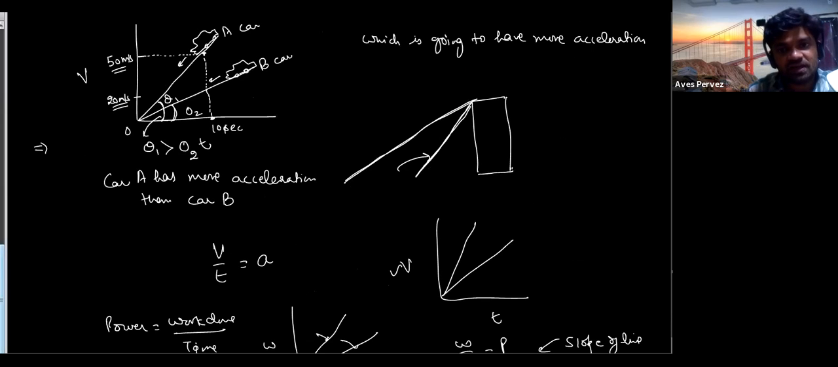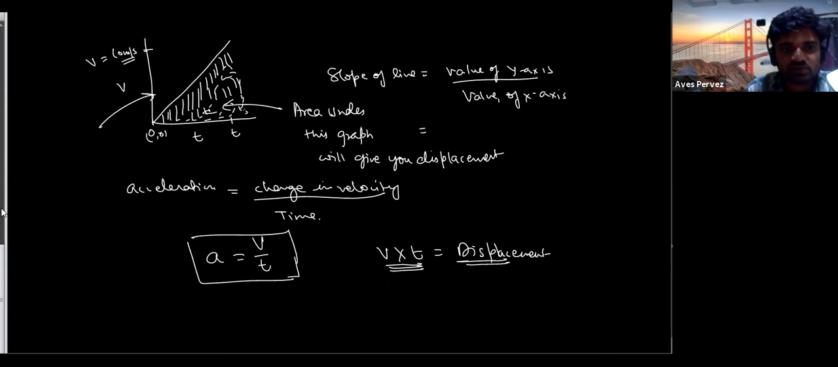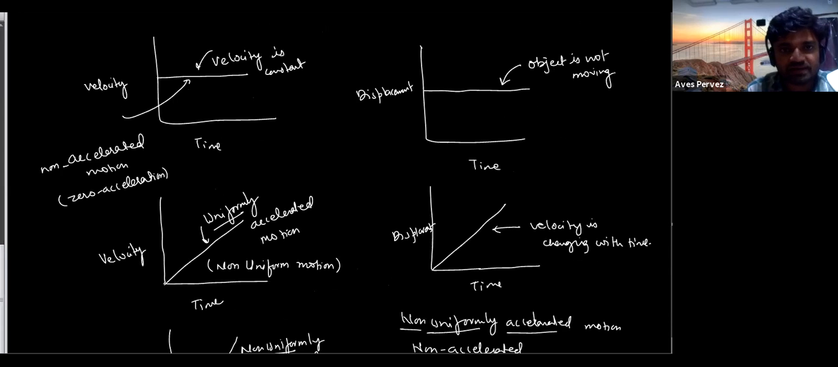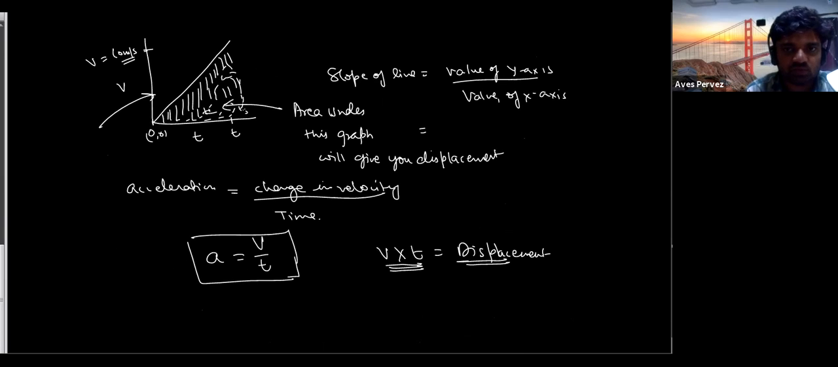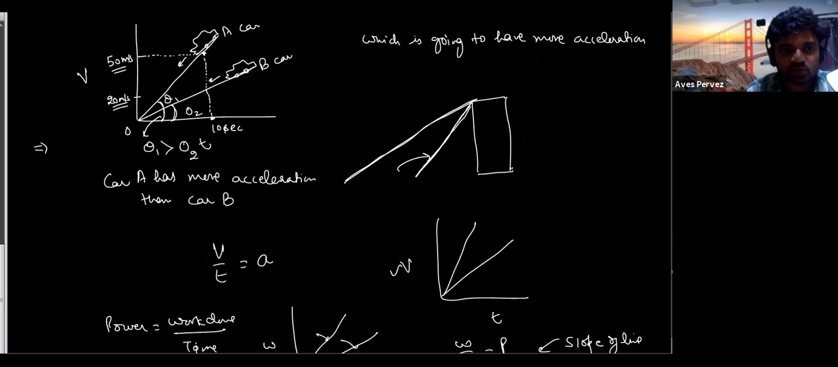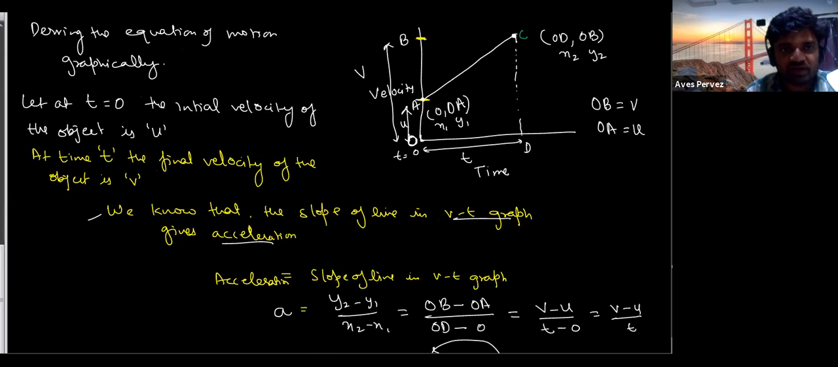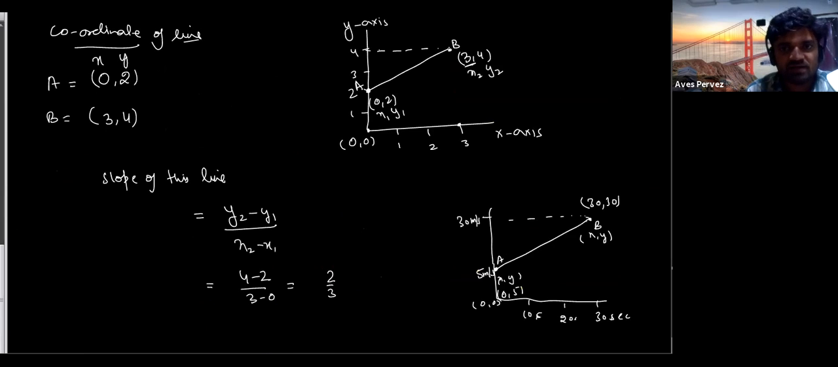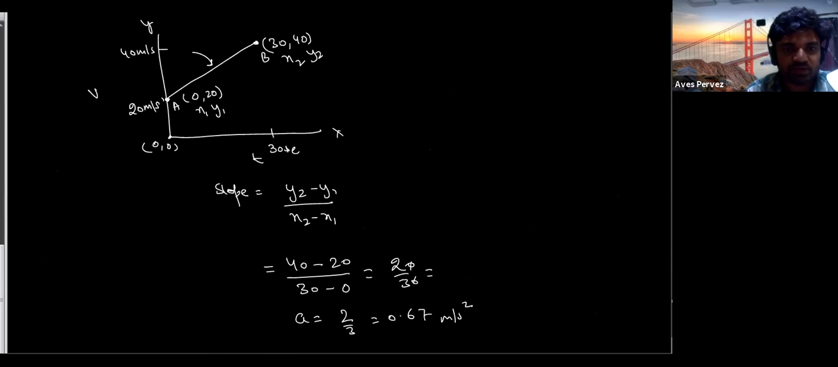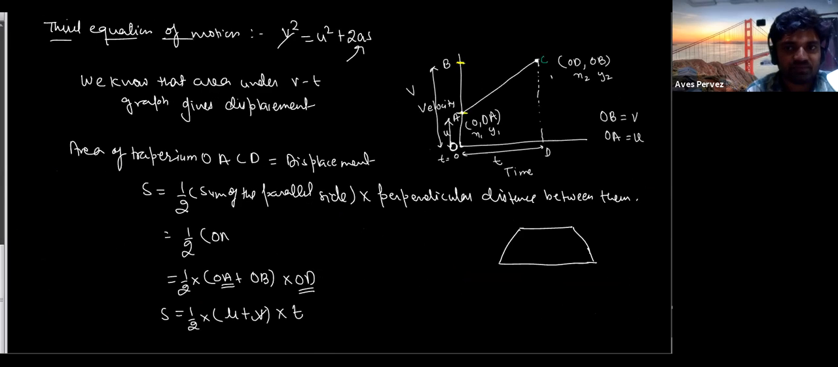We have discussed this in the last class. From here I started. I discussed these graphs. Then I discussed what the velocity under VT graphs gives. Okay, we discussed the slope of the line and the area under the VT graph. We derived the first equation of motion, then we derived the second equation of motion. Then we discussed the slope. Then finally we discussed this one. This is the third equation of motion.